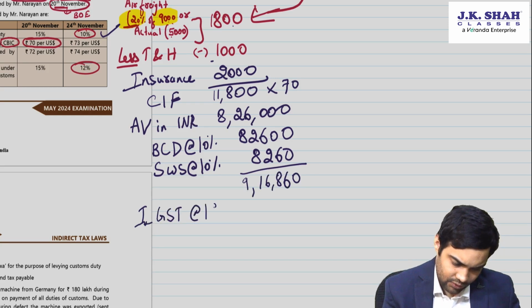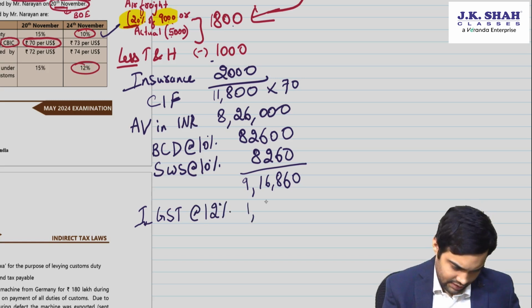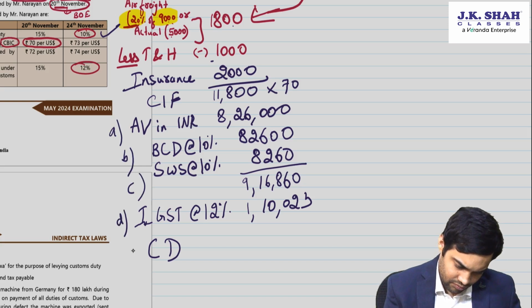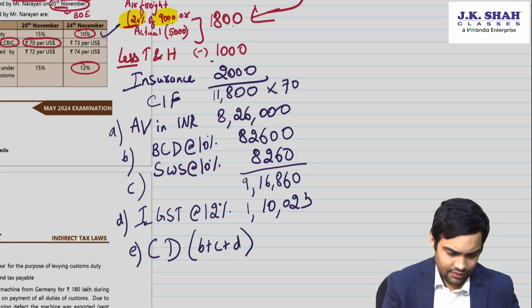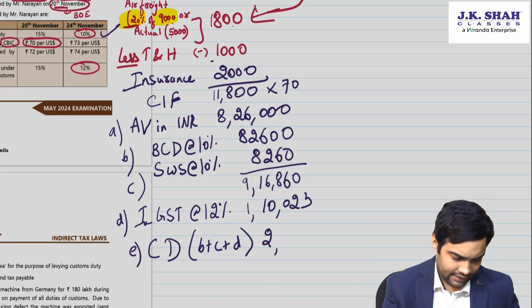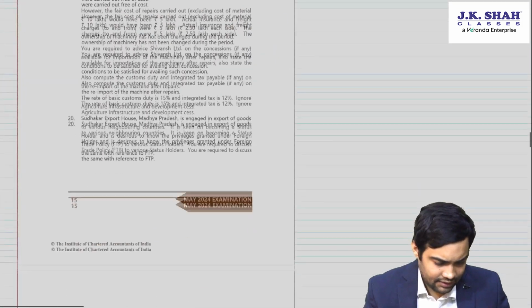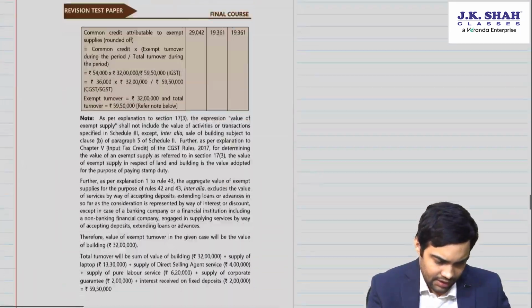So IGST at 12%, which is CVD under section 3(7), will be 1,10,023. So custom duty including GST will be B plus C plus D, which comes to 2,08,83. Let's verify the answer and check whether it matches with the answer given by the institute.